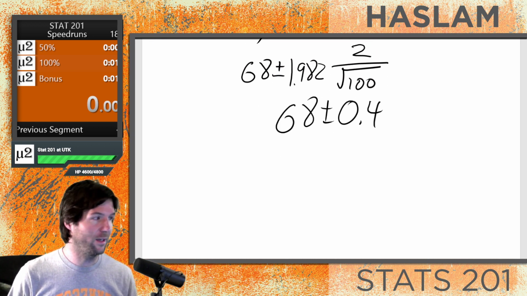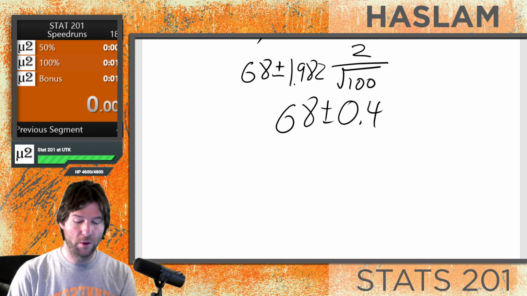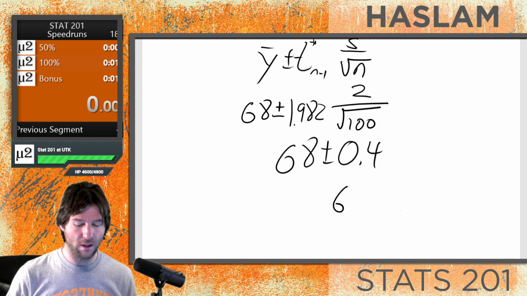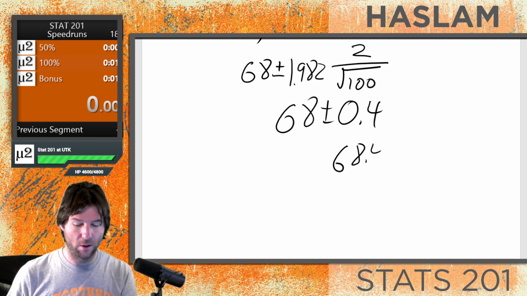I like problems we can look at and kind of understand how they work, because now we can rewrite the interval. And all we're going to do is add and subtract that 0.4. So when you add 0.4, you get 68.4. 68.4 is going to go right here, and then the lower bound of the interval is 67.6.